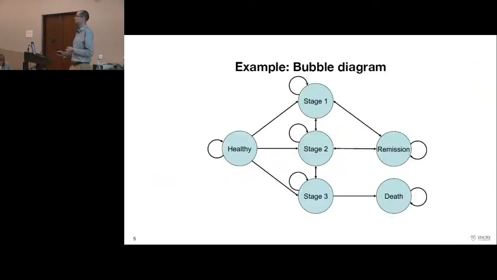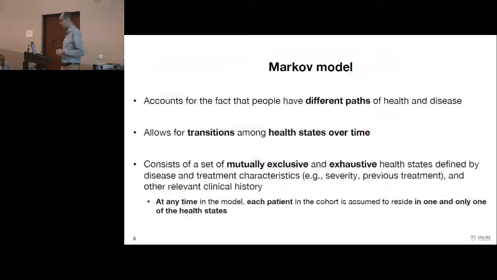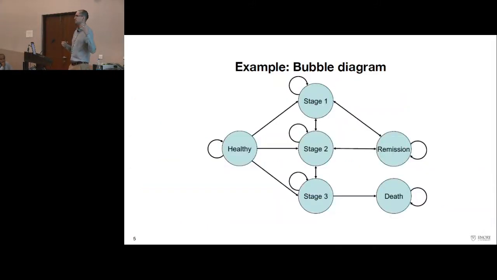So they're mutually exclusive. That means if a patient is in stage one, they cannot be at the same time in stage two, or in remission, or healthy. I already talked about exhaustive. This is just the set of health states that depends on what condition you're trying to evaluate.